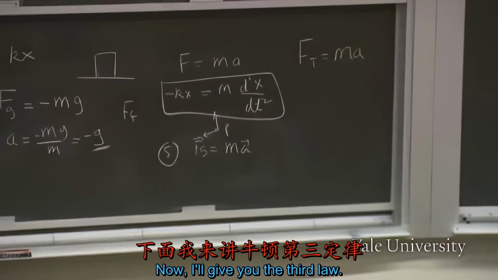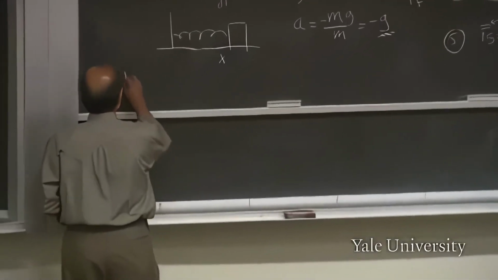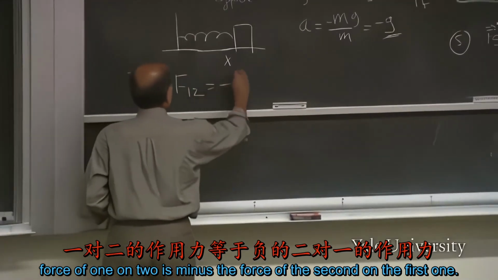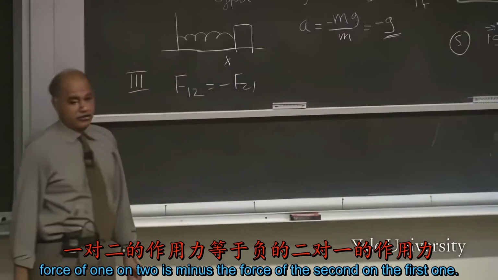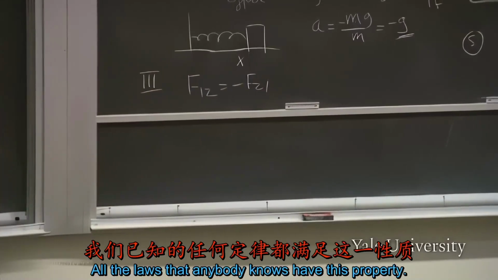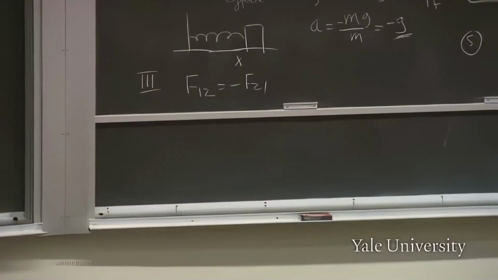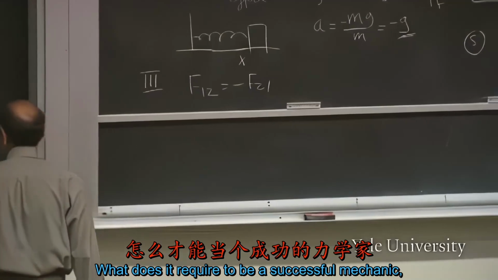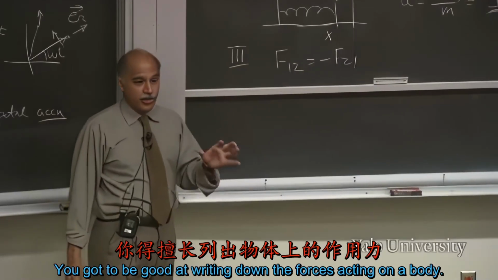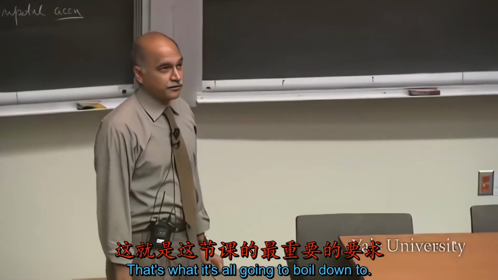Okay, now I'll give you the third law. The third law says that if there are two bodies, called 1 and 2, the force of 1 on 2 is minus the force of the second on the first one. This is the thing about action and reaction. And all the laws that anybody knows have this property. So what does it require to be a successful mechanic, to do all the mechanics problems? You got to be good at writing down the forces acting on a body. That's what it's all going to boil down to.